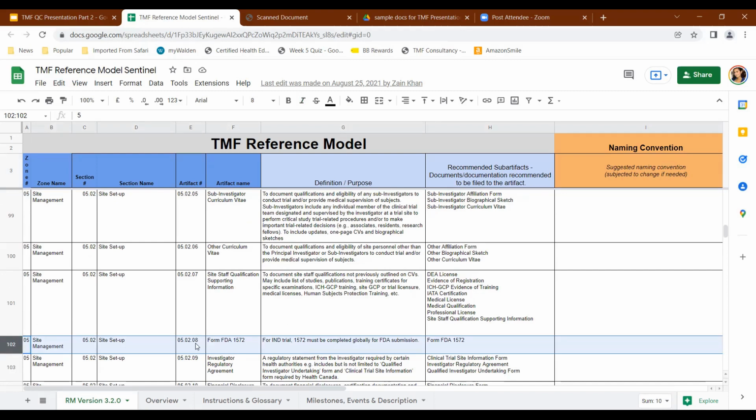And so then our artifact number is this. This is where you would file it, right? And so you're filing at 05, 02, 08. And that's important to learn and get an idea of where things fit in with each other.